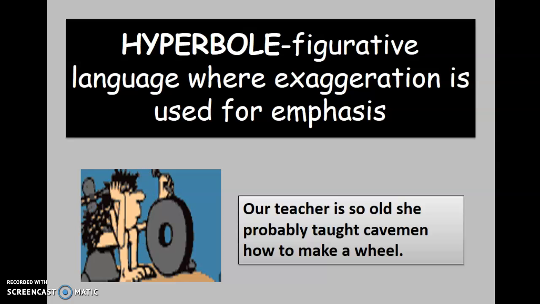Hyperbole. This figurative language is where we are exaggerating something, being extra dramatic with something. Okay? For example, our teacher is so old, she probably taught cavemen how to make a wheel. Well, thankfully, I'm not that old. I'm only 27. But here we are exaggerating how old the teacher is. Or when you hear someone say, I'm so hungry I could eat a horse. No one's going to actually eat a horse. That's just saying that they are extremely, extremely hungry.